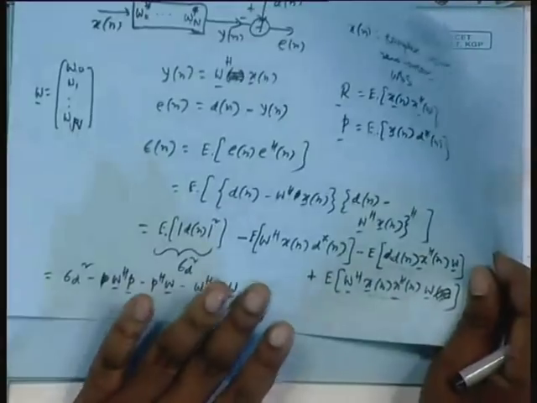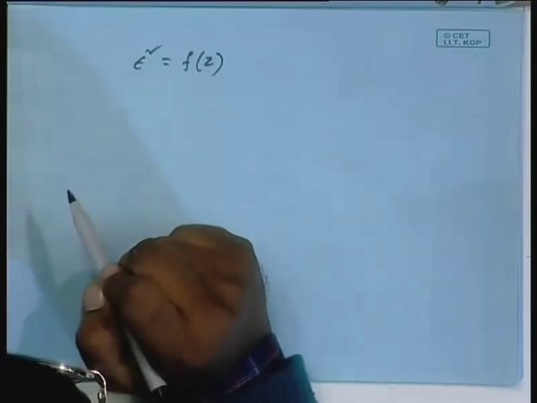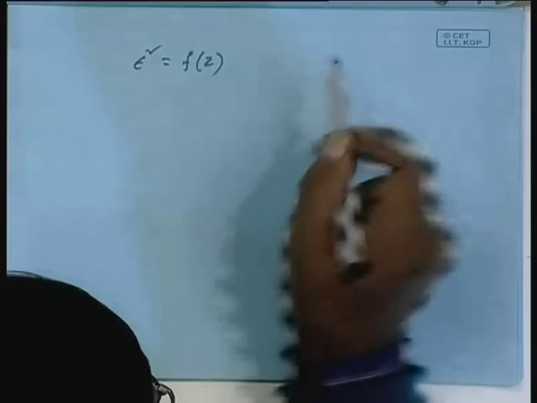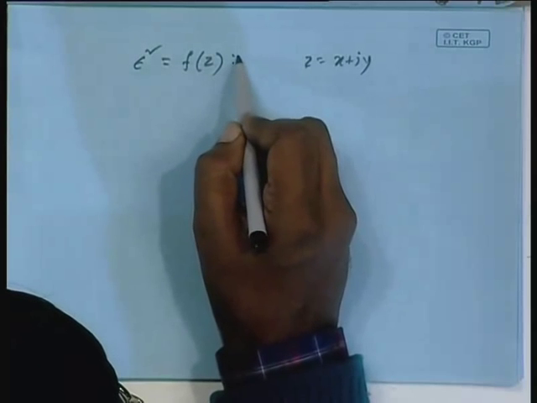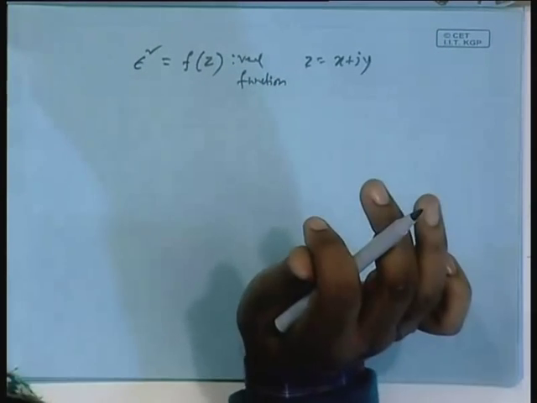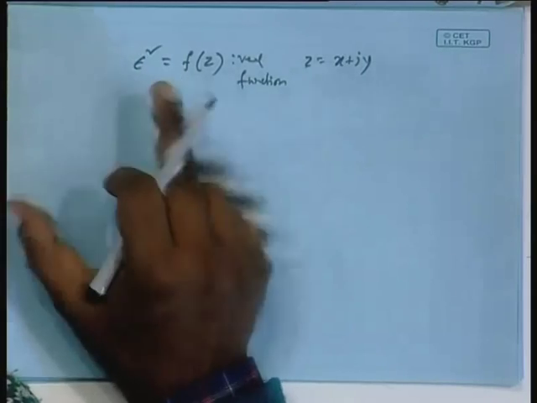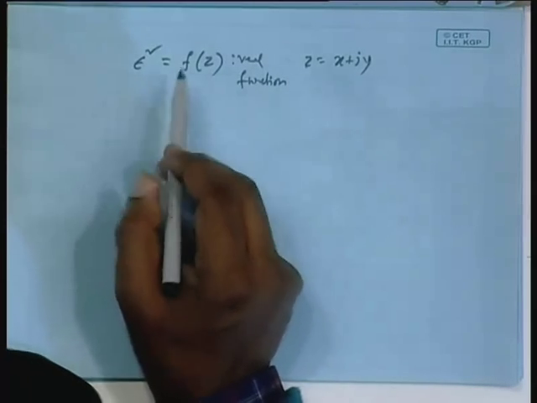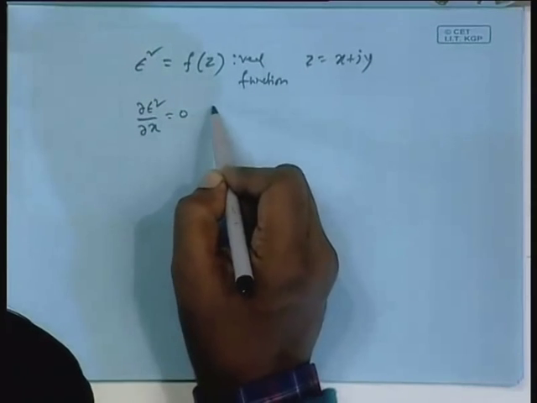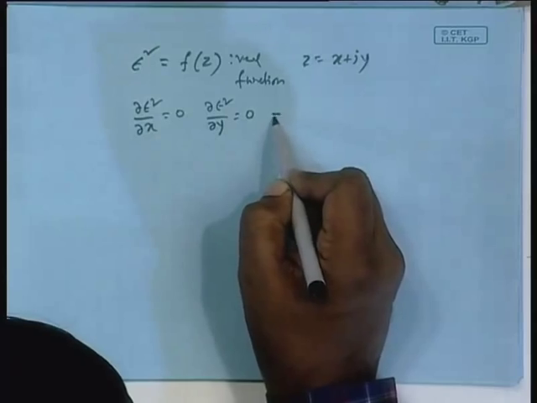Now, before I proceed further, keep these results. Let us come back to some basic matrix facts. Suppose I have a general function epsilon square, a function of say one complex variable z, where z is x plus j y, but epsilon square is a real function, that is very important. I have to find the minima of this, given it is a quadratic function or some function. Whether minimum or maximum, I have to differentiate and equate to zero. That means I have to take del epsilon square del x equal to 0, and del epsilon square del y equal to 0.